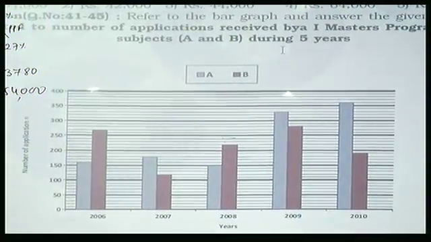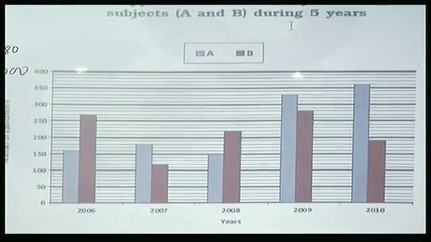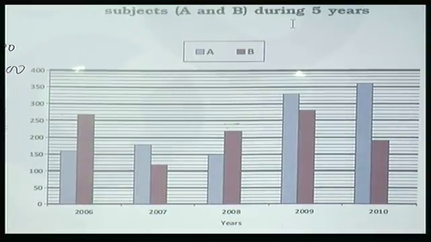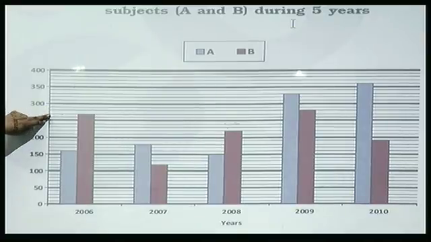Next, 41 to 45. Data related to number of applications received by master's program in 2 subjects during 5 years, A and B, 2006 to 2010. Number of applications. So we have 50 gap here and 5 lines are there, each line is 10.